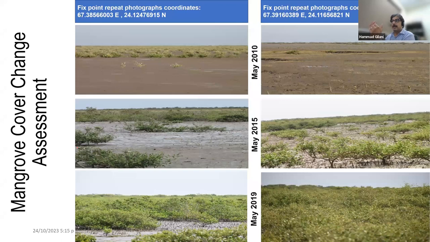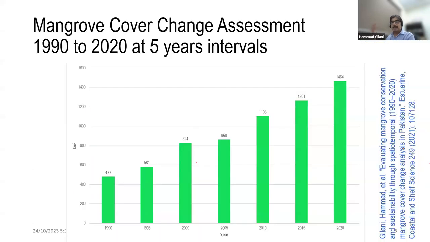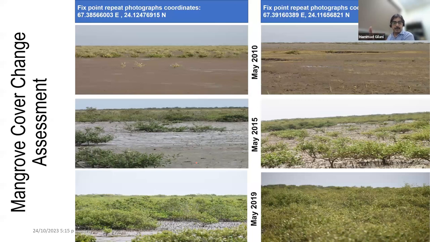So here, these are two pairs. One organization, WWF, as you may know, in Pakistan is continuously capturing these areas, and they have very good resources in terms of repeat photography. Here, from the transparency point of view, for the audience who might wonder how this is happening on the ground, we can see the time series satellite data as well as the time series repeat photographs. We can clearly see the change from barren land to lush green mangrove, a very dense canopy. So this is the evidence.